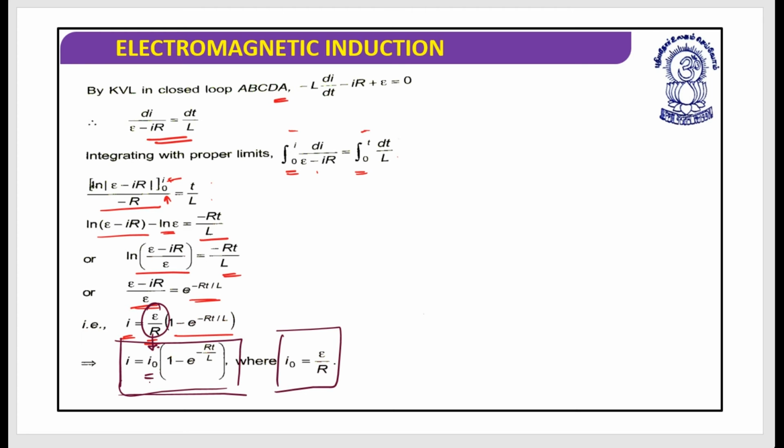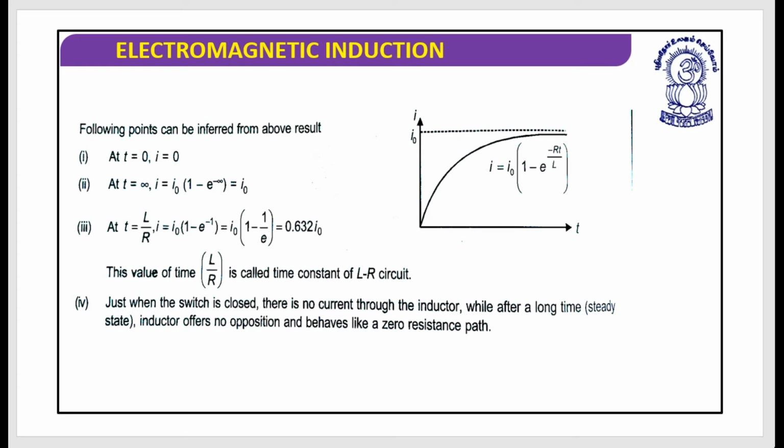Let's discuss some very important time aspects. At t equals 0, what was the situation? I have I equals I naught into bracket 1 minus e to the power minus RT divided by L. At t equals 0, this whole exponential will be 1, because e to the power 0 is 1. This 1 minus 1 is 0, so at t equals 0, I equals 0. So once the switch is on, at that instant the current will be 0. You can observe this from here.